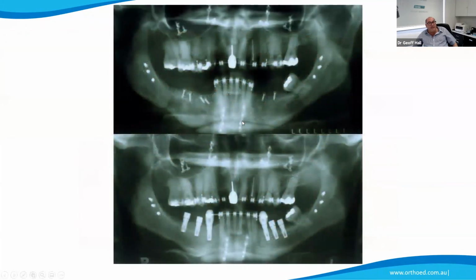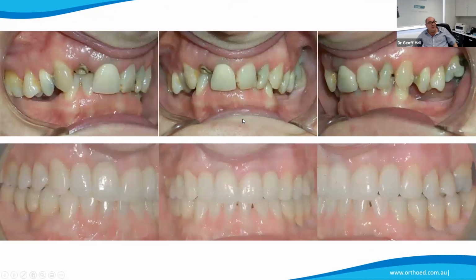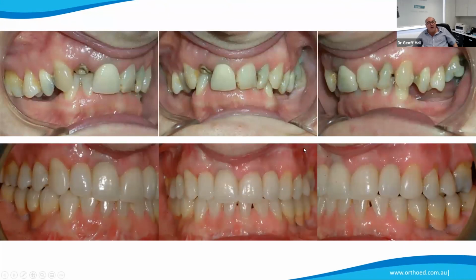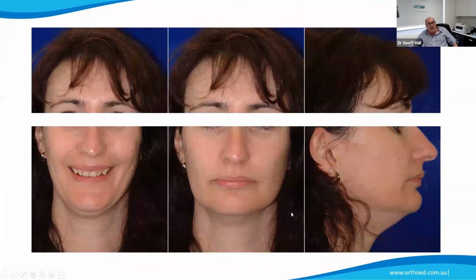So you've got all the implants. She went through a lot. So that's where she started. And look at the final result. This stuff is life-changing. And you don't have to be a great orthodontist. You've got to be a good diagnostician and treatment planner. So this is what she was like before. This is what she's like afterwards. And another one, where I still see her son.